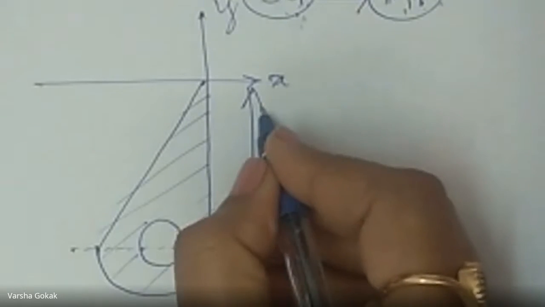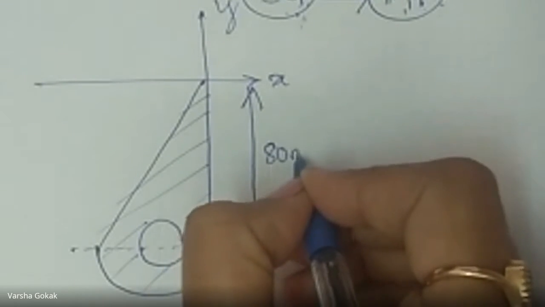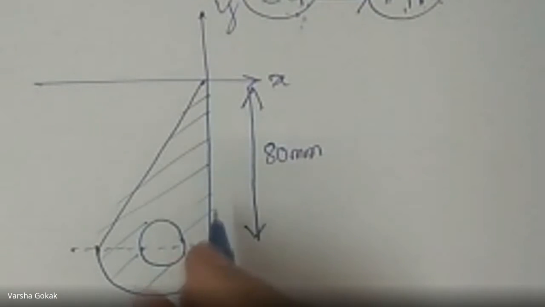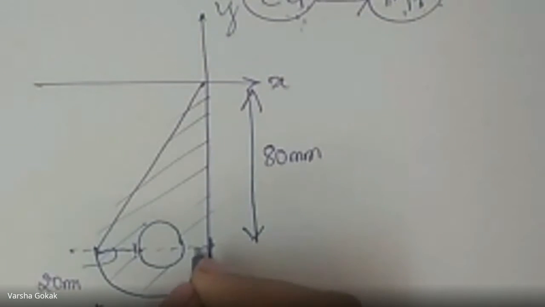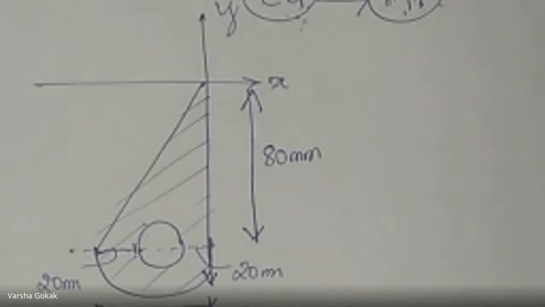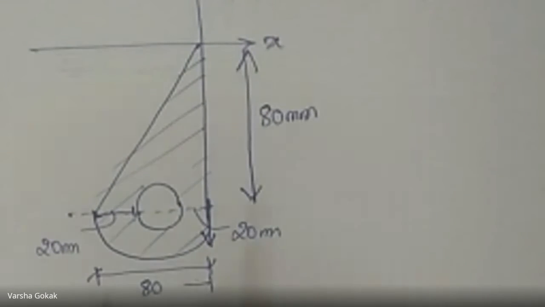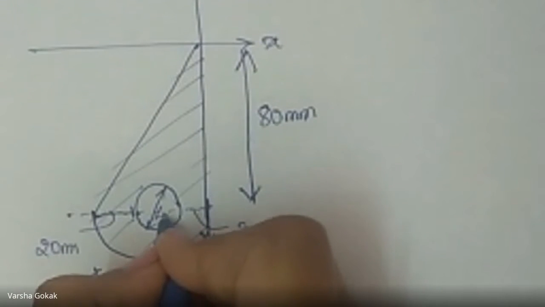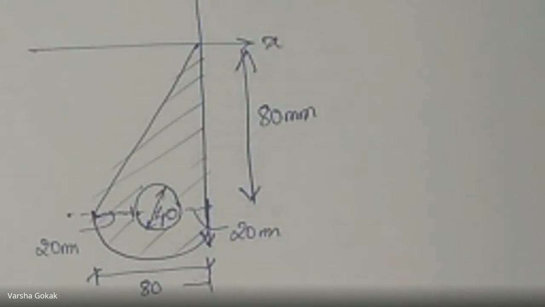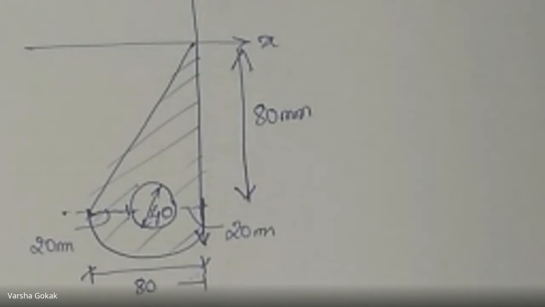This distance is given to be 80 mm, right? And this total is given to be again 80. In that, this side it's 20 mm and this is 20 mm. So remaining is how much? If they've given this is 20 and this is 20, so 80 minus 40. So the diameter here of this small circle is going to be 40. Clear? So these are the details given.